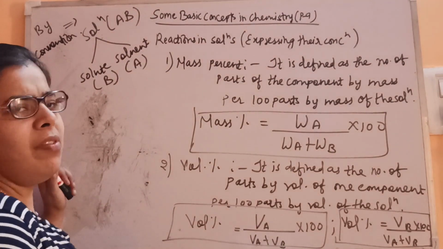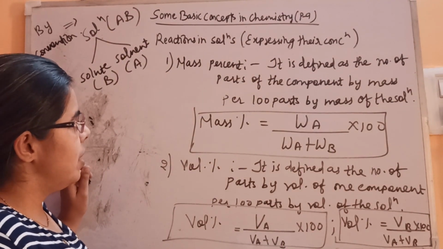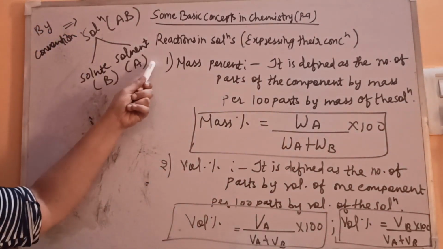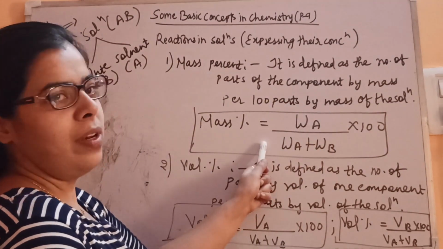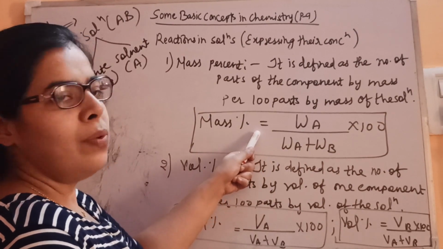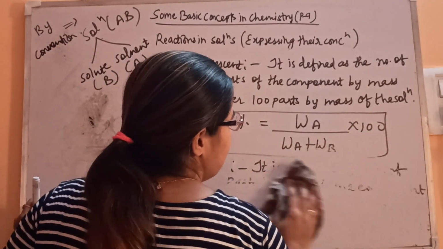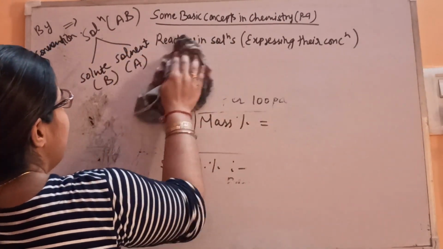It's very simple, but you have studied it in 9th standard. So this is important. We know that a solution contains solute plus solvent both. That's why we say per 100 parts by mass of the solution, whatever component is there with respect to the solution we have taken. Next is mass by volume. So here both will come, mass by volume.